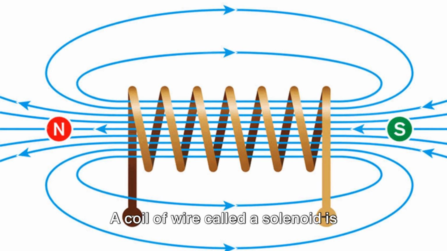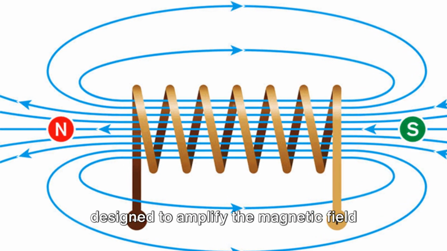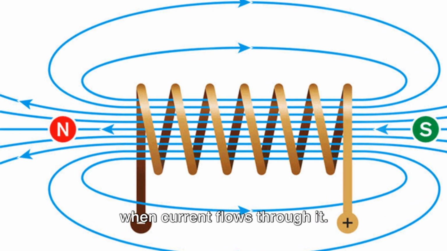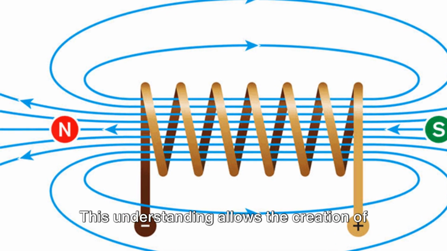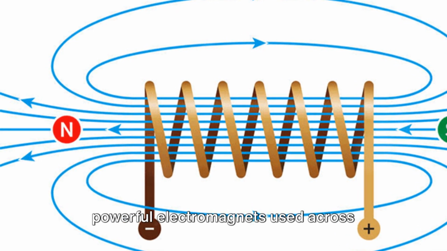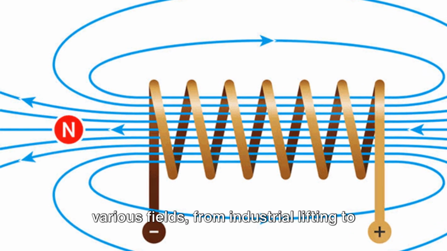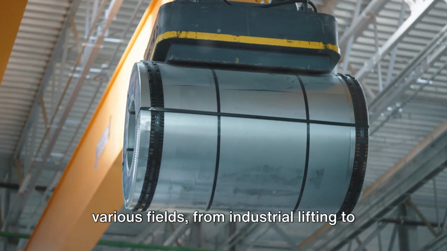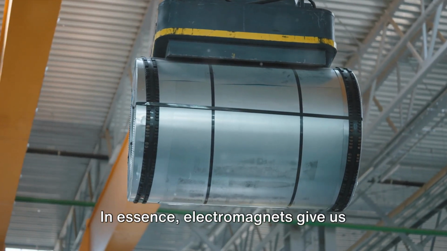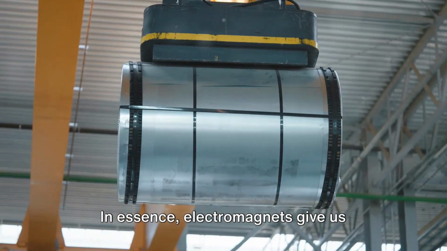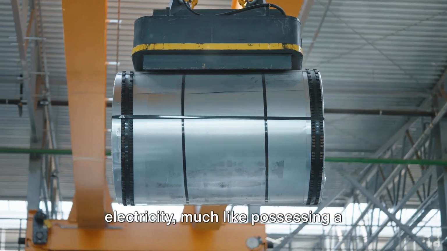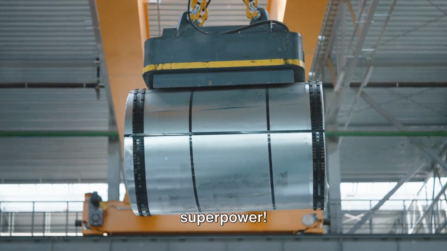A coil of wire called a solenoid is designed to amplify the magnetic field when current flows through it. This understanding allows the creation of powerful electromagnets used across various fields, from industrial lifting to medical devices. In essence, electromagnets give us control over the magnetic field using electricity, much like possessing a superpower.